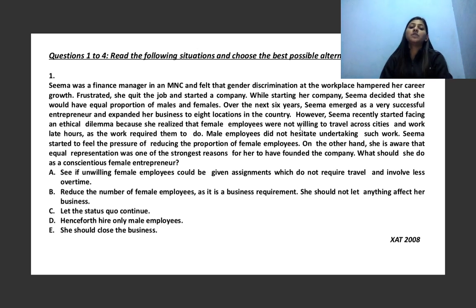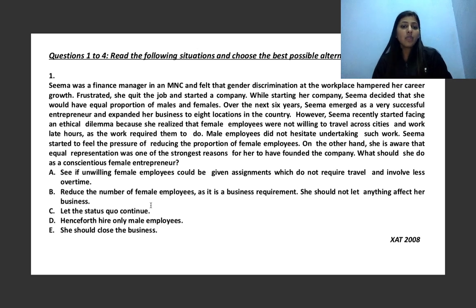Now, what was the problem she was facing? The female employees were not willing to travel across cities or work late hours as the work required them to do. Male employees did not hesitate undertaking such work. So Seema felt the pressure of reducing the proportion of female employees. But she would not do that because she was a conscientious female entrepreneur. So you have to choose the option which does not imbalance the male female ratio.